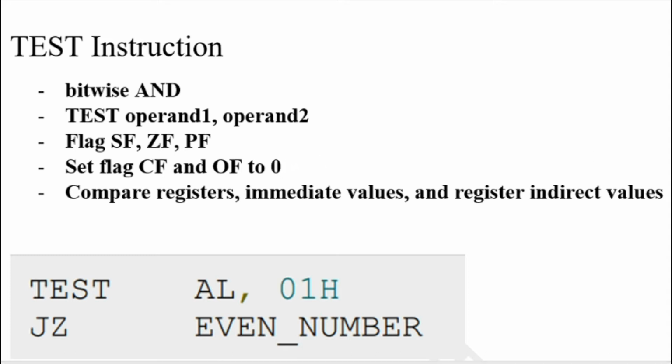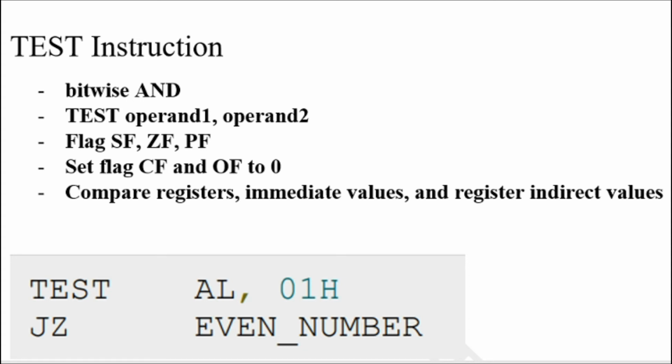Its difference from the AND instruction is that the result of the AND is discarded, so you only get the flags. The flags SF, ZF, and PF are modified while the result of the AND is discarded. It's also good to take note that the test instruction automatically sets the OF and the CF flags to 0 while the AF flag is undefined.